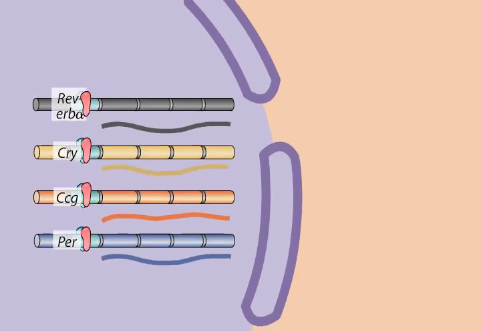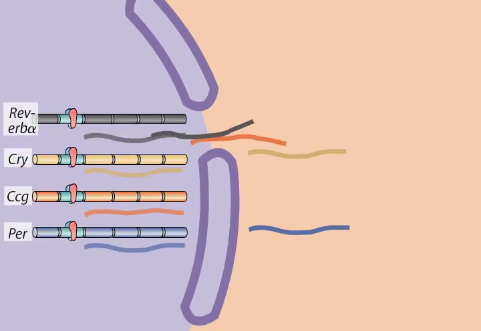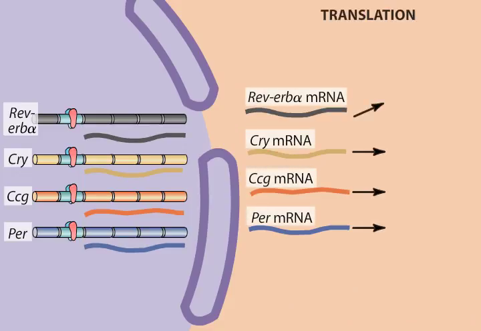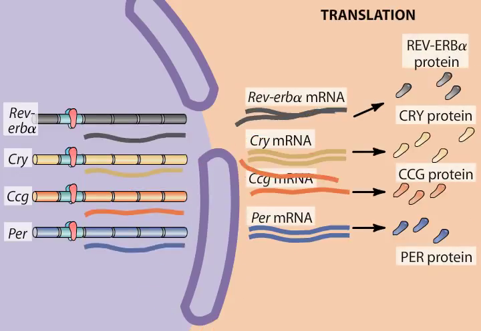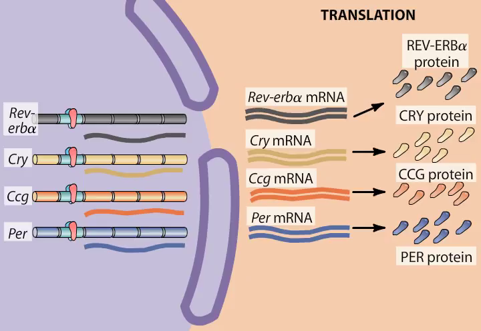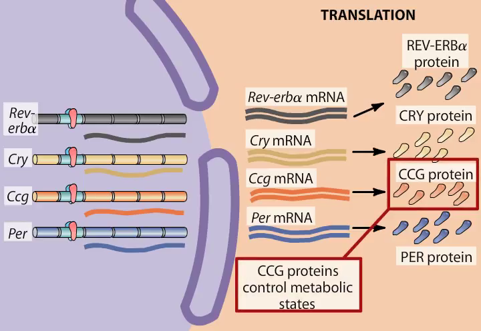The mRNA molecules enter the cytoplasm, where the RNA is translated into proteins. The protein functions are diverse. Although protein from a single clock-controlled gene is shown here, a variety of clock-controlled genes are expressed in this manner, and it is the CCG proteins that control aspects of the body's daily metabolic states.